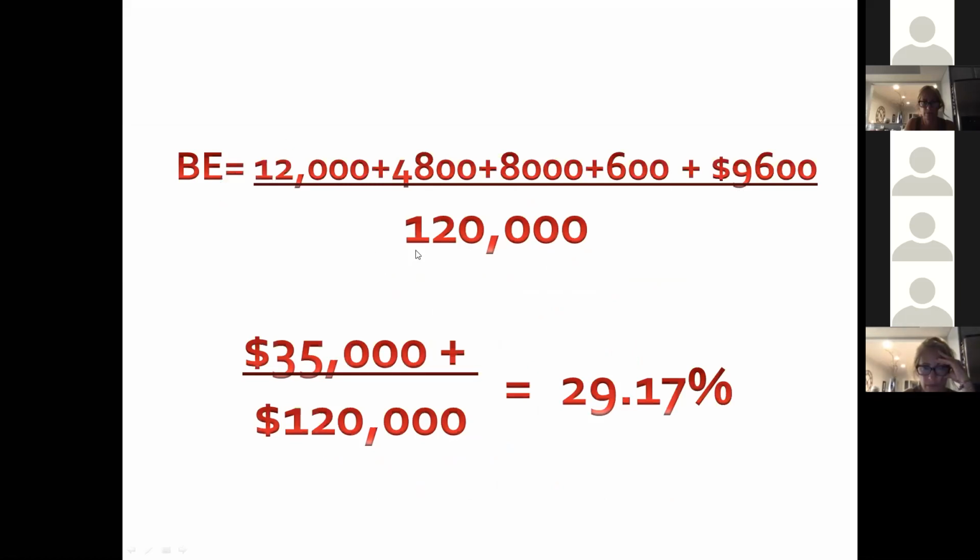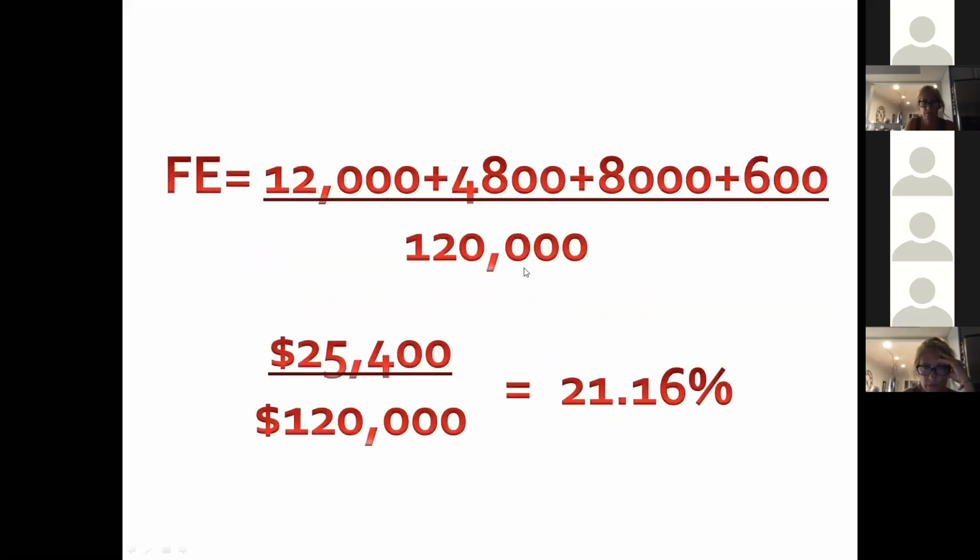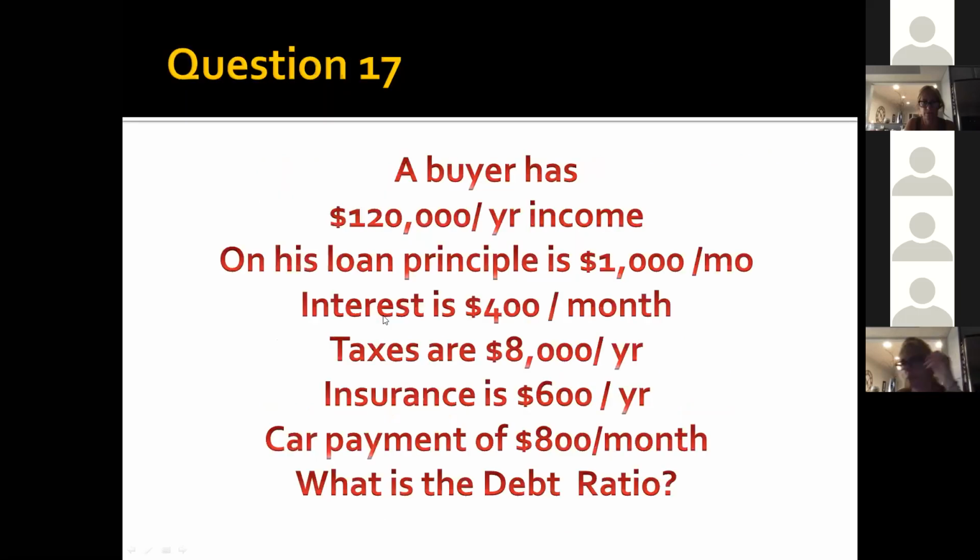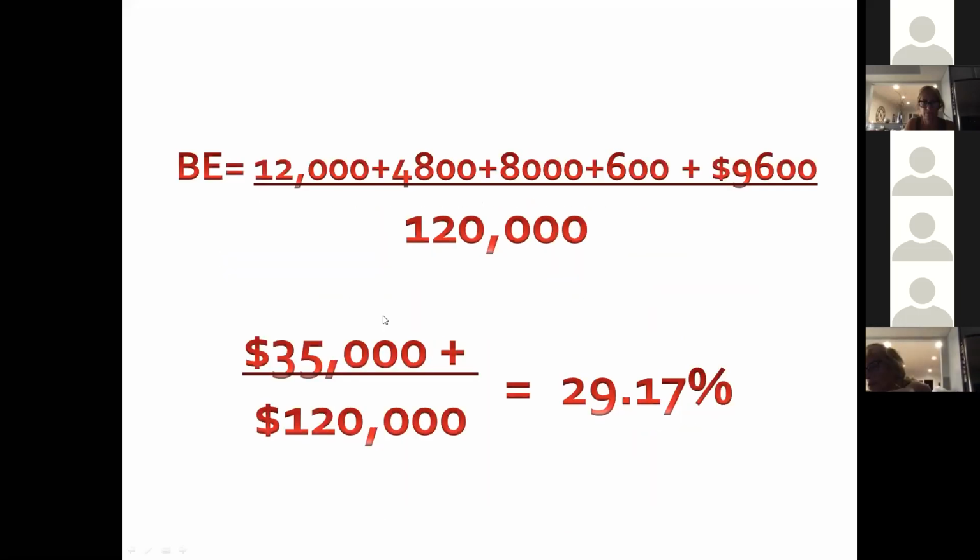Remember, we had $120,000 income. Last time we broke it down on my scribbling by the month, but we can do it by the year too, as long as it's all consistent units.